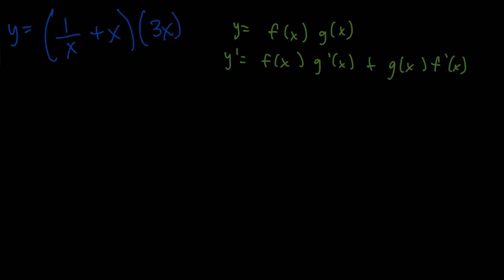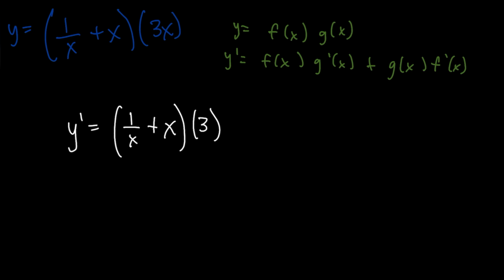So let's derive it. y prime is equal to, copy the first term, which is 1 over x plus x. Then let's derive the second term, which is 3x. If we derive it, that is equal to 3, plus, let's copy the second term, 3x. Then let's derive the first term.